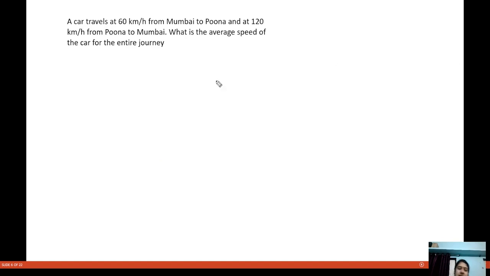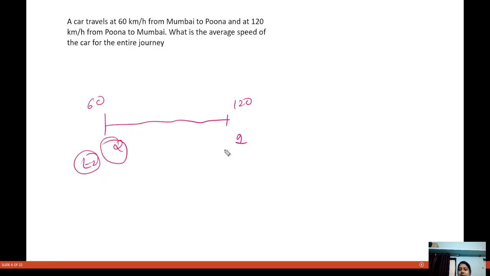We have already done alligation. This is not very difficult for us. See what is happening here. I wrote here 60, here 120, here 2, here 1. Why? Because in the weighted average, time here is more. Time is more when you are traveling with less speed. Whenever you travel with less speed, you take more time. Now we have this as 60. The difference is 60.